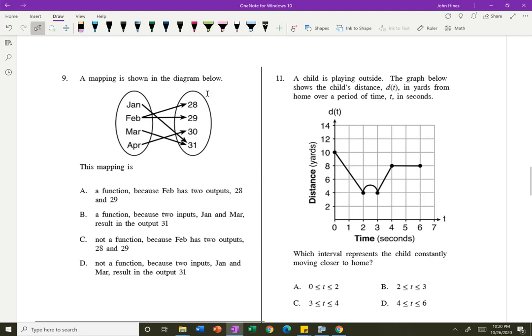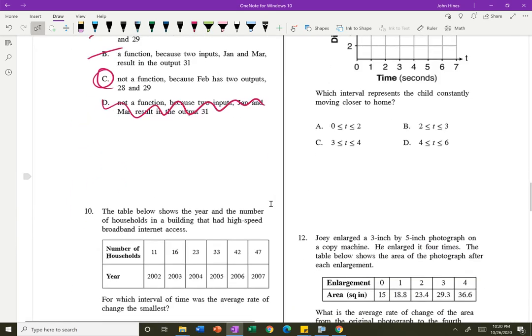A mapping is shown in the diagram below. Is this a function? January goes to 31. February goes to 28. Ooh, not bueno. February cannot go to both 28 and 29. So this is not a function because that input has two outputs. I don't care that they're both going to 31. March and January can both go to 31. That doesn't bother me. It's that February splitting there going to two different places.